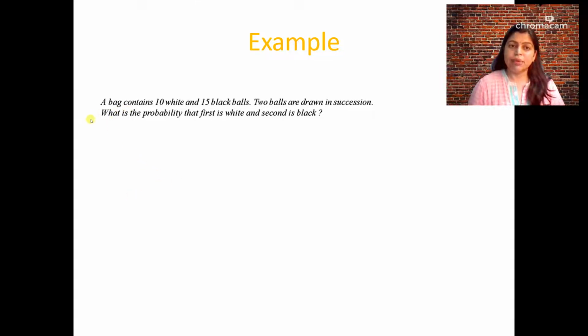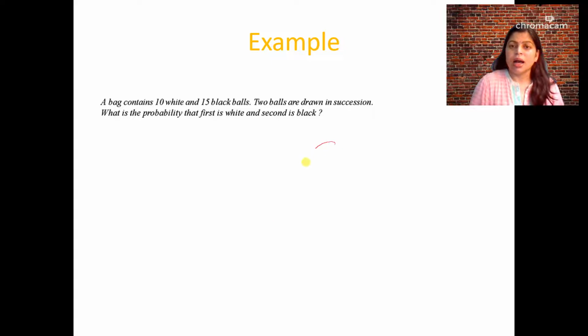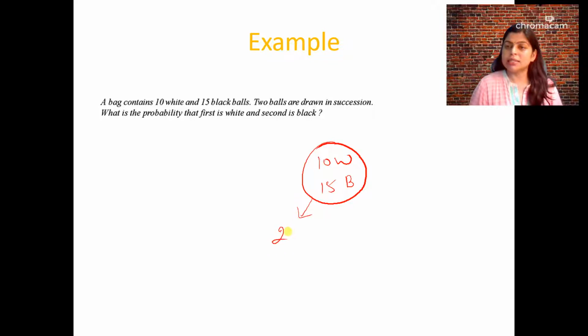So this example, question number 1, says, a bag contains 10 white and 15 black balls. 2 balls are drawn in succession. What is the probability that first is white and second is black? If I solve this problem, I will first draw a bag, and then I will put these 10 white balls and 15 black balls here, and we are looking for 2 balls, but in succession, one after another, and we are interested in the probability that first is white and second is black.